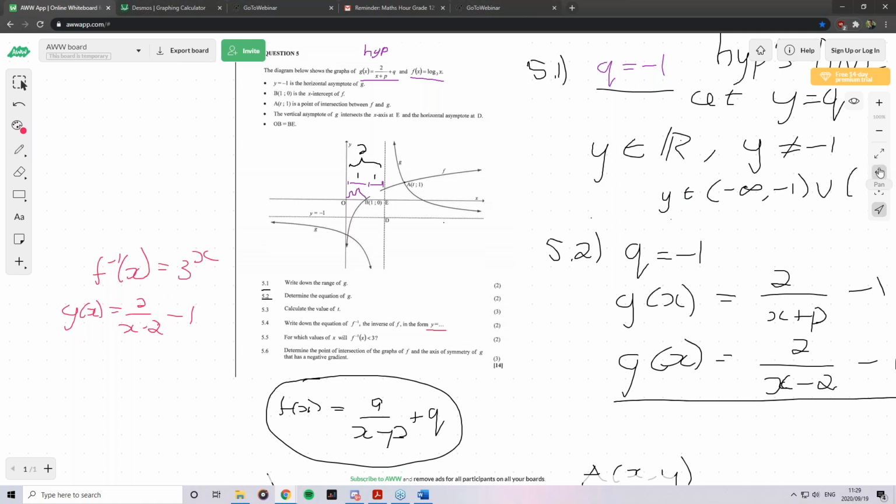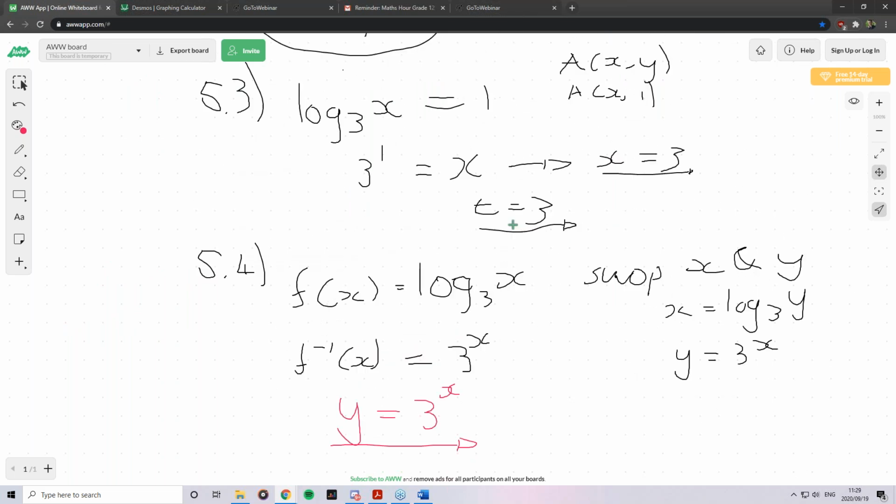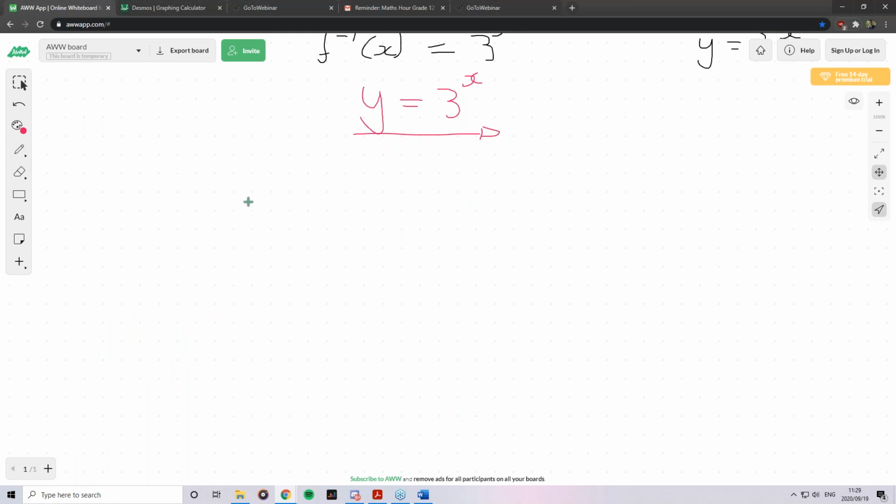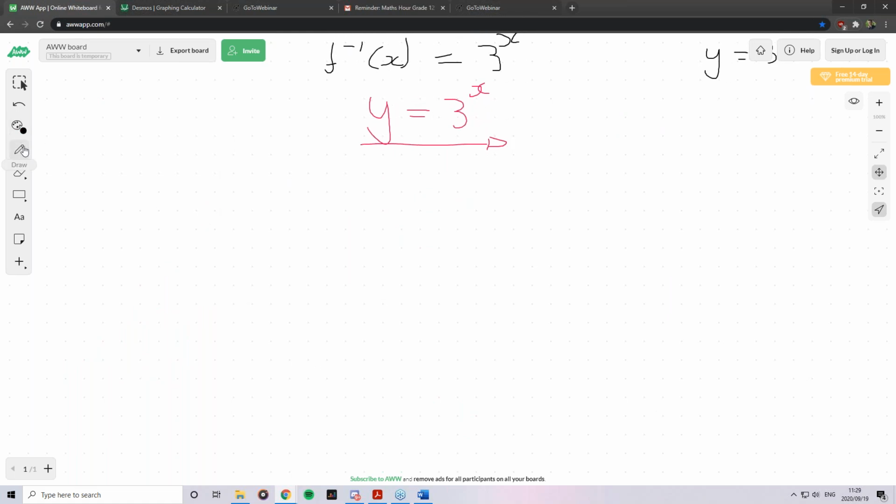All right, let's first read 5.5: for which values of x will the inverse of f be less than 3? So what they're asking us is, where will 3 to the power of x be less than 3? So we just write 3 to the power of x is less than 3. Now, whenever you have questions where they say, when will a function be less than a certain value, that implies that there'll probably be a value where they're equal, right?